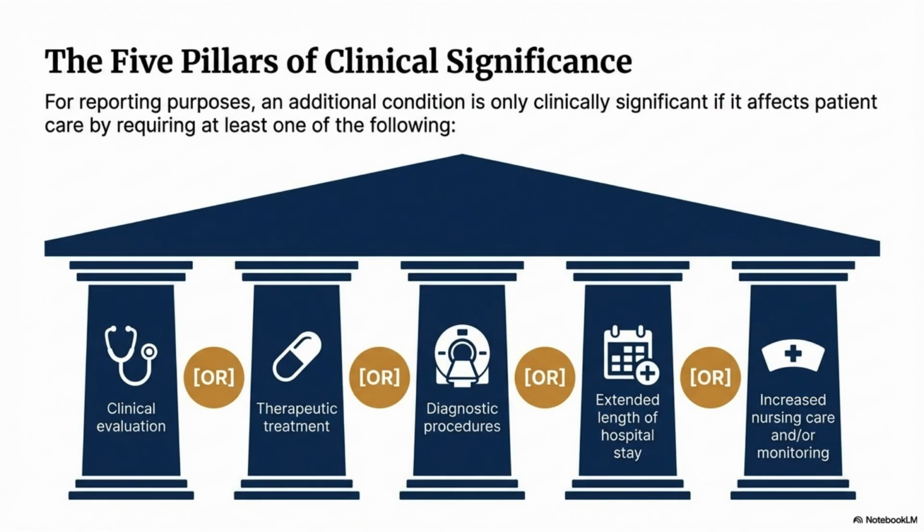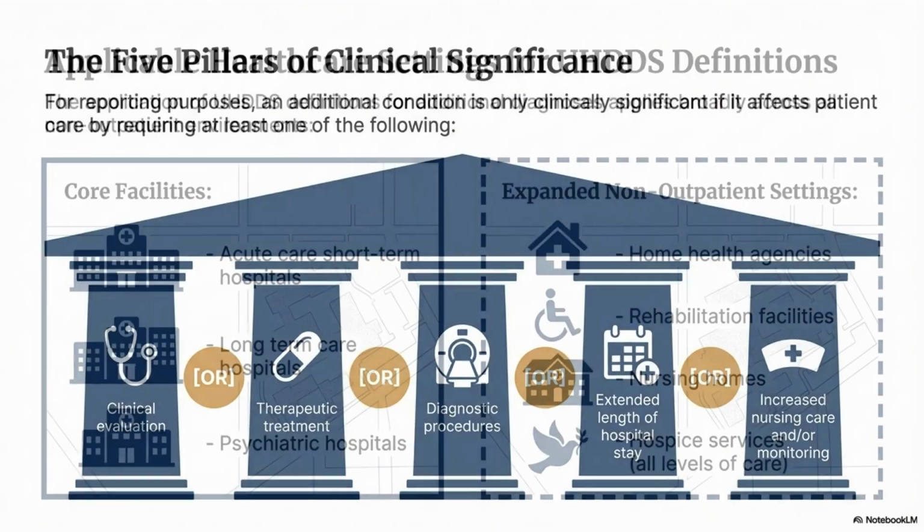For a condition to be reportable, it must impact patient care in a meaningful way. UHDDS outlines 5 pathways that establish clinical significance. The condition requires clinical evaluation, therapeutic treatment, diagnostic procedures, extended length of stay, or increased nursing care or monitoring. If none of these elements are present, the condition does not meet the threshold for reporting.